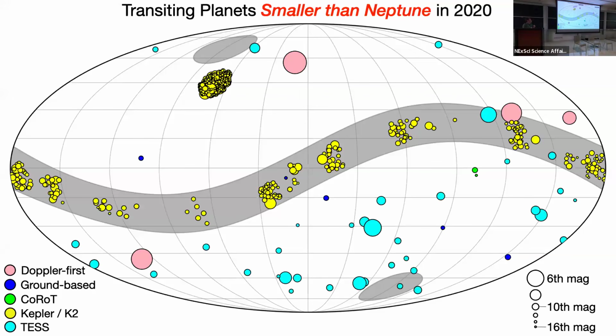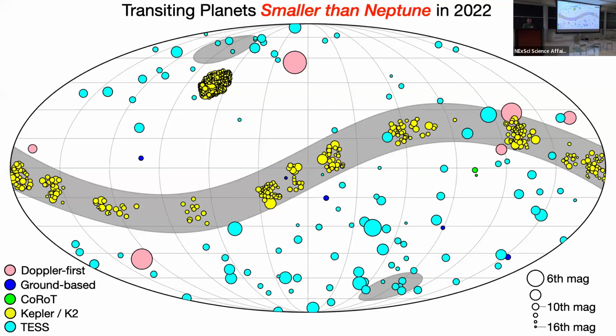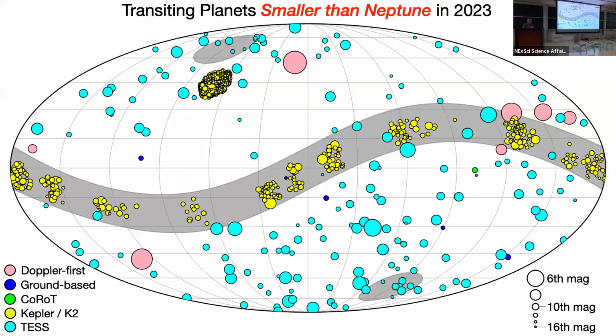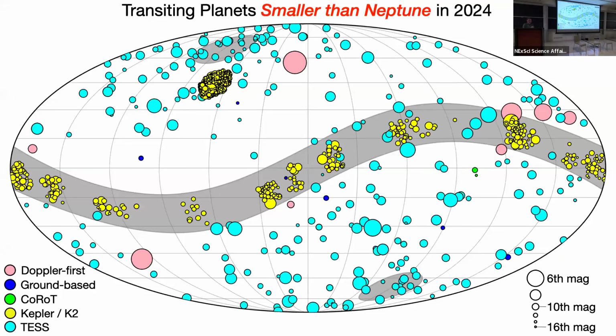Then TESS came online, and in the years that followed, those light blue dots, the TESS planets, have come to occupy a large fraction of the celestial sphere. So today we have several hundred transiting planets smaller than Neptune, and they're around relatively bright stars. These blue dots are large, so it's much easier to measure their masses, use JWST to look at their atmospheres, and all the other things that we love to do.